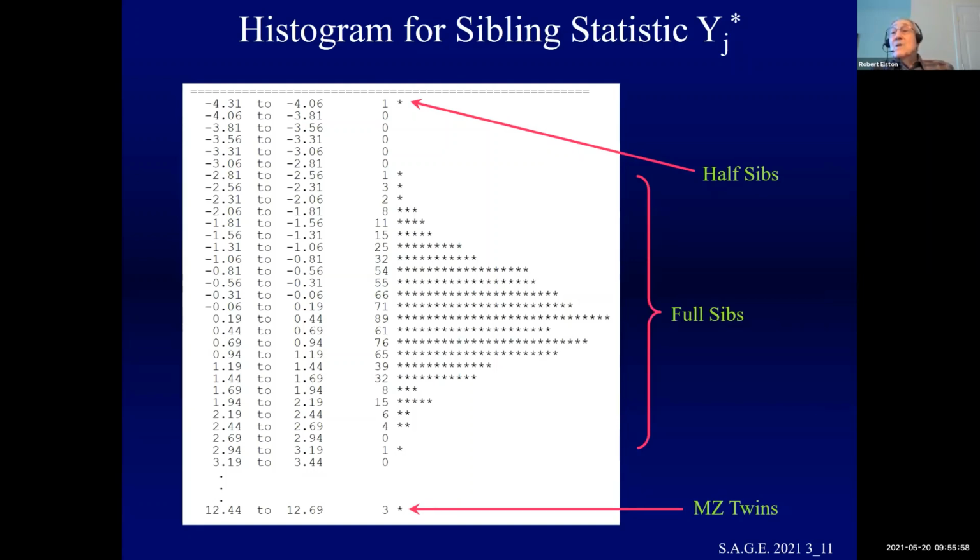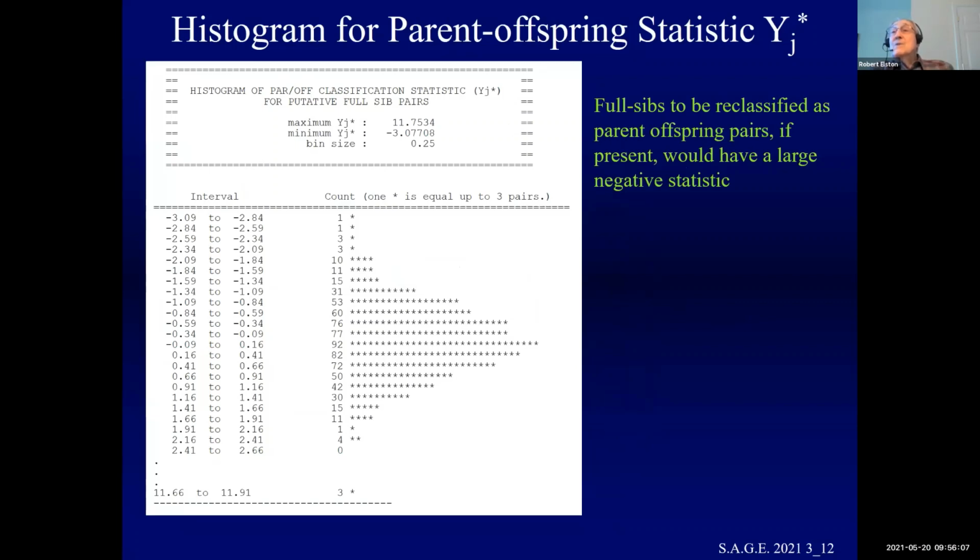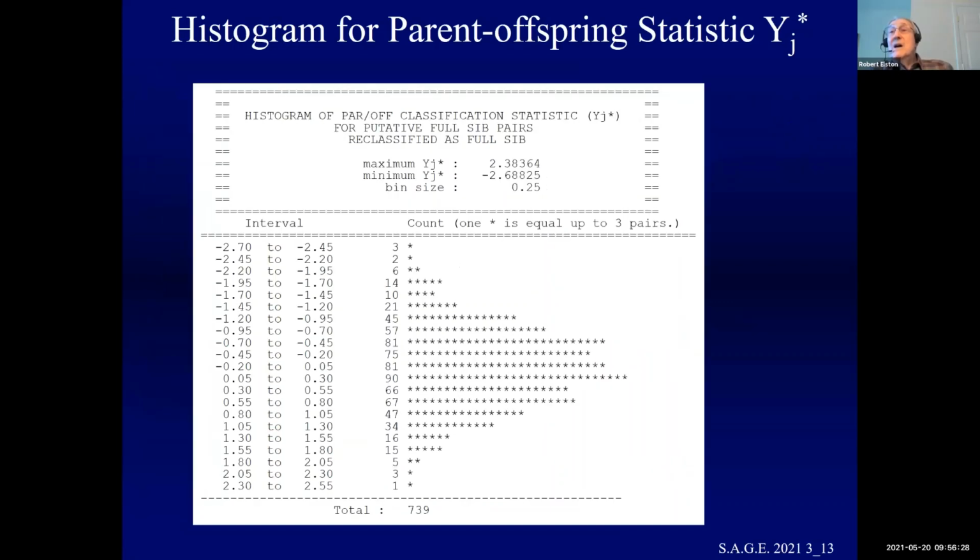Okay, so if you look at the parent offspring histogram, the YJ star, the full SIBs reclassified as parent offspring pairs, if present, would have a large negative statistic. There aren't any here, but you see all the full SIBs, and you see one way down at the bottom, and those are MZ twins. Okay, is there some more output? Yeah, so you see which ones have to be reclassified, and it tells you everything. Okay, let's go on.